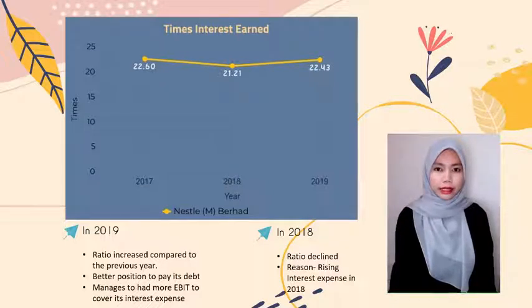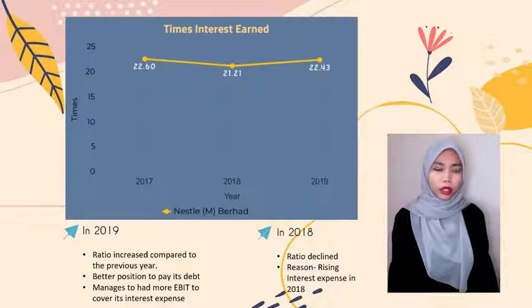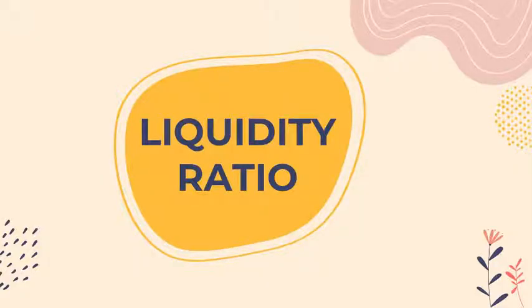It also indicates that the company managed to have more earnings before interest and tax to cover its interest expense. In the year 2018, the ability of the firm to cover its interest had declined substantially, as shown by the times interest earned of 22.6 times in 2017 dropping to 21 times in 2018. The decline is due to rising interest expense, and the company has a lower ability to pay the debts in 2018.